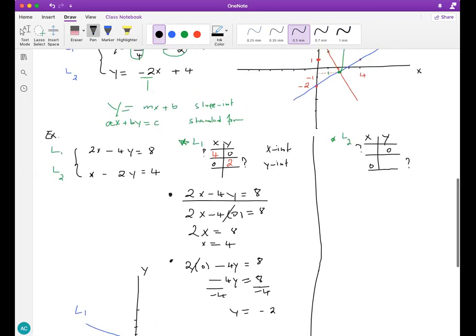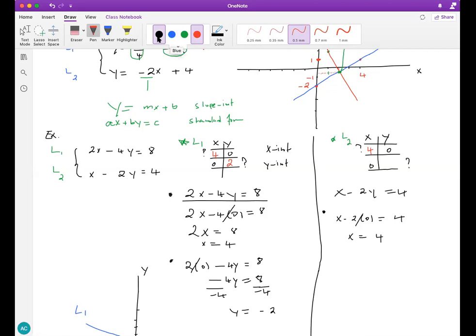Okay, so the equation here is x minus 2y equals 4. So we're going to plug 0 in for y this time. So it'll be x minus 2 times 0 equals 4. So that cancels out. That means x is 4. So that's our first missing point.